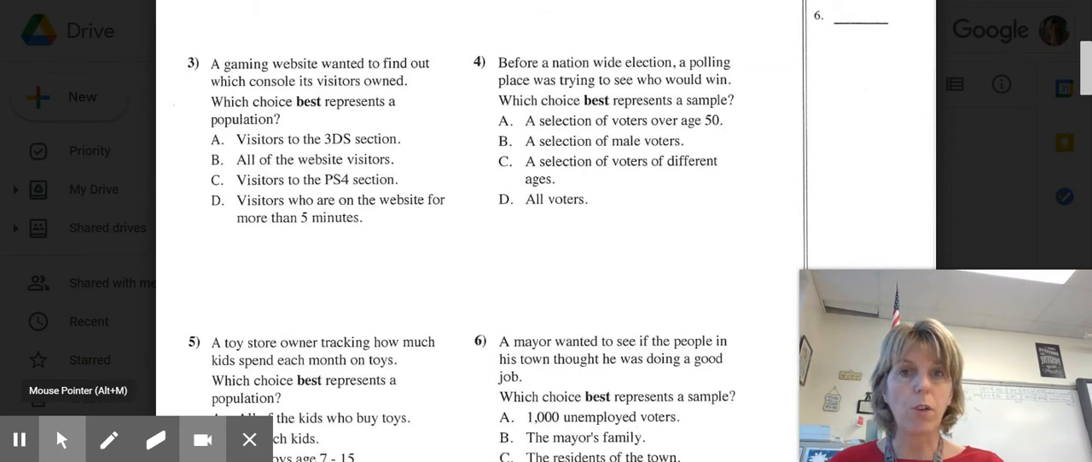A selection of male voters? That would be biased. A selection of voters of different ages, that'd be a sample. That would be a good sample as long as they had enough people that they asked. If it's a nationwide election and you only ask 1,000 people, it's not going to be a good sample.